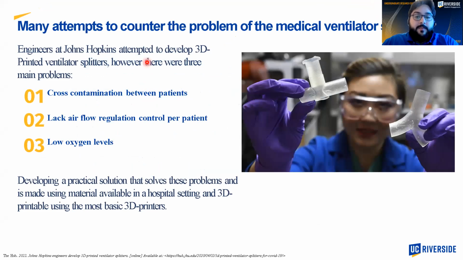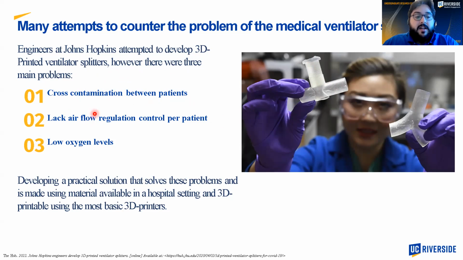And there were many previous attempts before I came into this research field. One of them was Johns Hopkins. They tried developing this 3D printed ventilator splitter. As you can see here, it's split in two for 2 patients. But they didn't keep going with the project mainly because of three reasons, the first being cross-contamination between patients. Each patient has its own set of viruses and bacteria that can be transmitted through the air while breathing. So that was an issue.